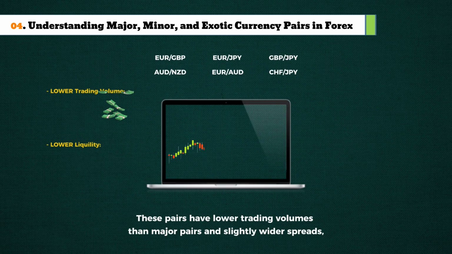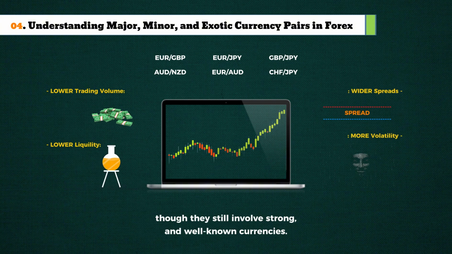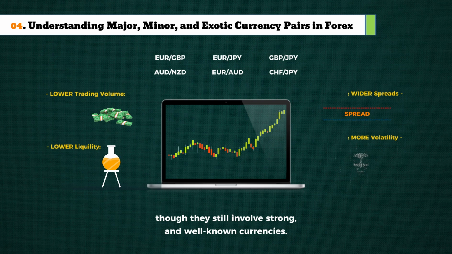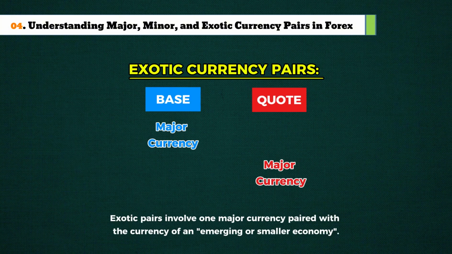These pairs have lower trading volumes than major pairs and slightly wider spreads, though they still involve strong, well-known currencies. Finally, exotic currency pairs. Exotic pairs involve one major currency paired with the currency of an emerging or smaller economy.